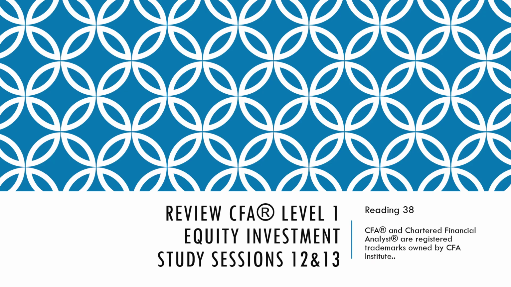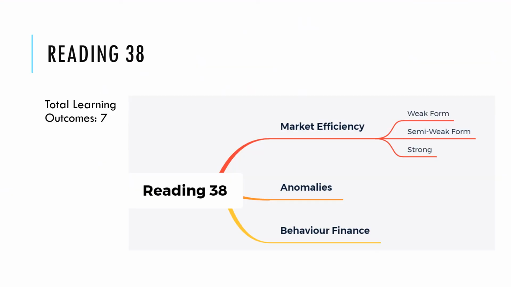Welcome to CFA Level 1, Equity Investment, Study Session 12 and 13. In this reading, there is a total of 7 learning outcomes, and it has been summarized into 3 major parts: forms and explaining market efficiency, anomalies, and behavioral finance.